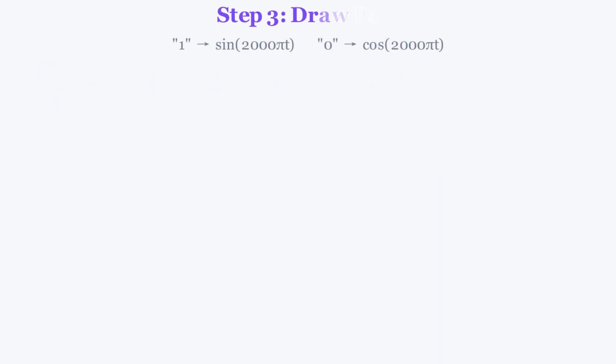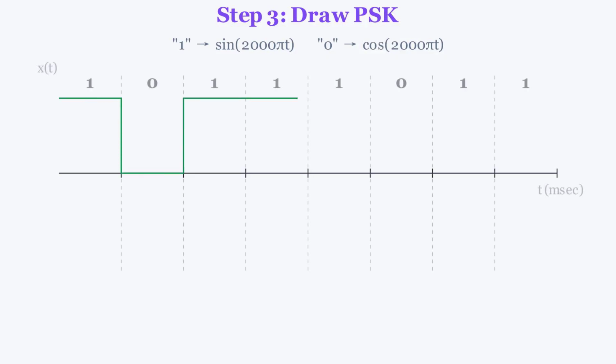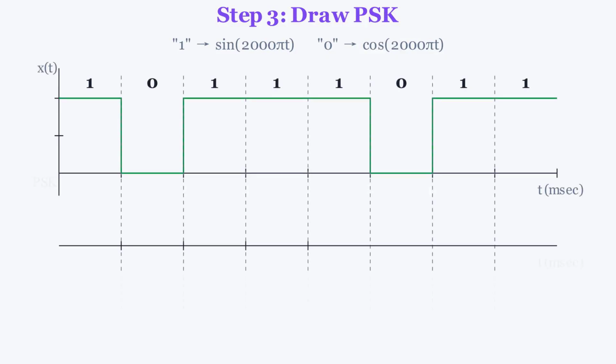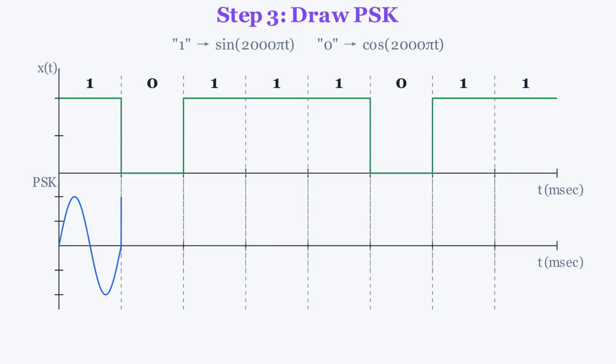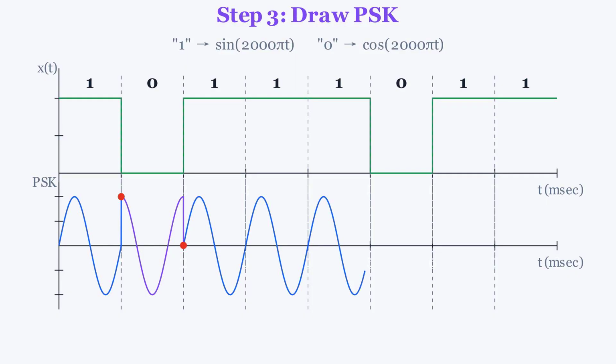Finally, we draw PSK. PSK stands for phase shift keying. Now we keep the frequency fixed and switch the phase. For this problem, a 1 is sent as sine of 2000 pi t, and a 0 is sent as cosine of 2000 pi t. Cosine is just sine shifted by 90 degrees, or 1/4 of a cycle.